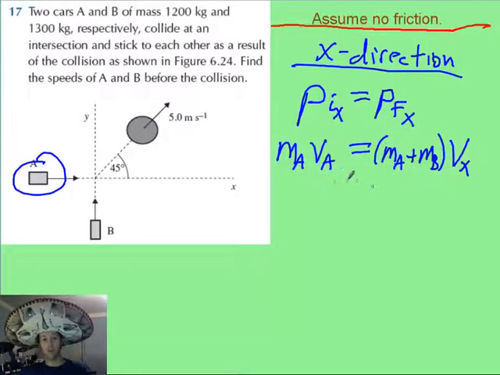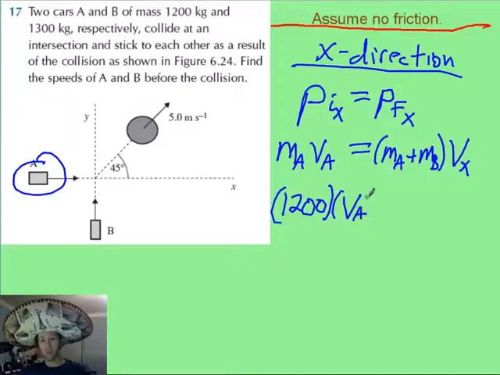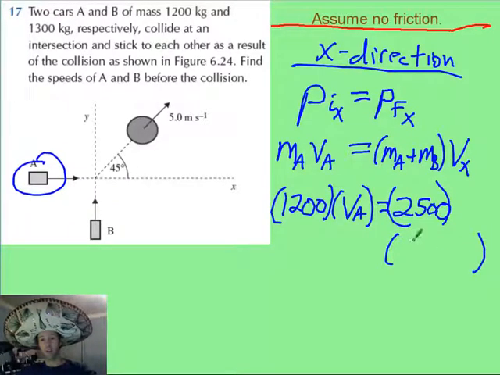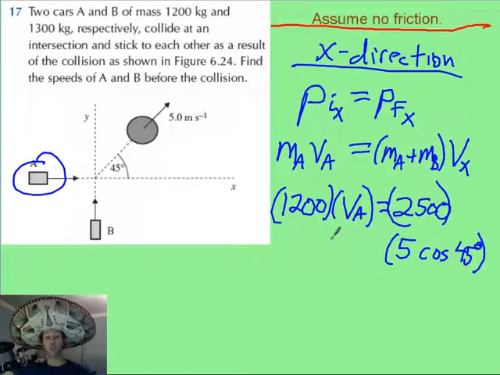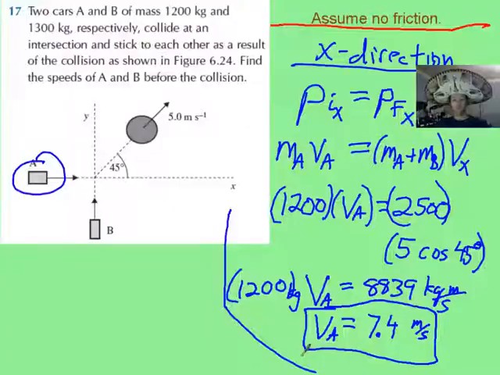And then we can start filling in a few things. That A is going to be the 1,200 times the velocity of A. That's what we're looking for, isn't it? Yeah, we don't know that. Once they're stuck together, they're going to be 2,500. Now this velocity is going to be the x component. So that's going to be 5 meters per second times the cosine of 45 degrees. Now it just becomes algebra. Do it. So here you have it. Here's the answer for the x direction, the speed of this car on the A.